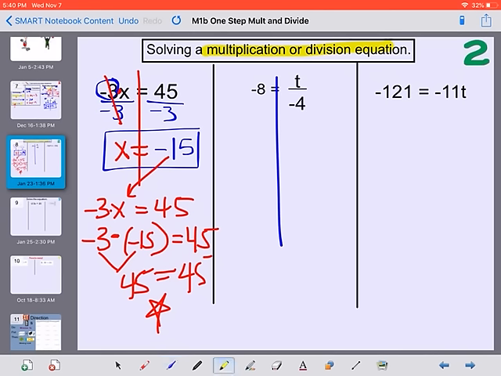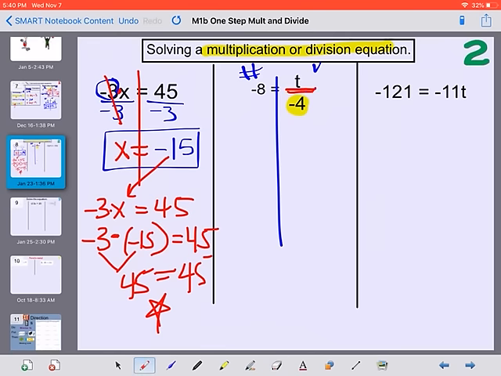Let's take a look at this next one. We have our letter over here, our variable, so we need all of the numbers on the other side. So our operation is really dividing. If we read this, it says t divided by negative 4. So this looks like minus 4. It's really not. If we had t minus 4, it would look like that, and we don't have that.